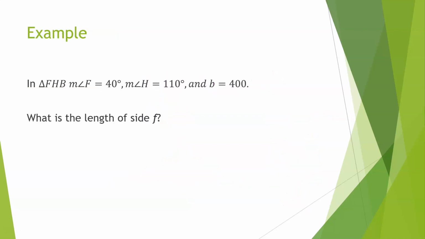In triangle FHB, the measure of angle F is 40 degrees, the measure of angle H is 110, and the length of B is 400. We want to know the length of side F. So anytime you use the law of sines or cosines, we're going to draw a picture. Remember, these are now not right triangles. FHB. Whenever they give me the letters, I put them around the triangle. Then I label what I know.